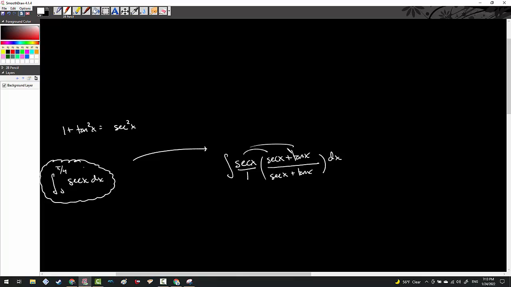And I'm actually going to distribute the secant in, and that's going to get me the integral of secant squared x plus secant x tan x over secant x plus tan x dx. Now I'm going to give you guys a couple seconds to think about what I'm going to do next, because the next move is actually something from Calculus AB. So I'll give you guys a few seconds just to think.